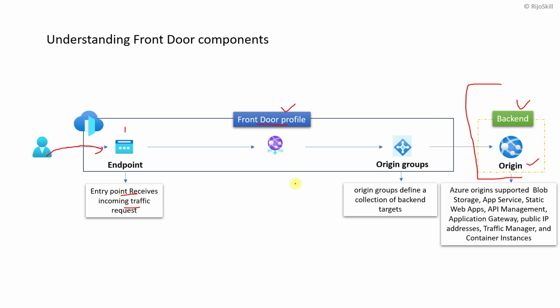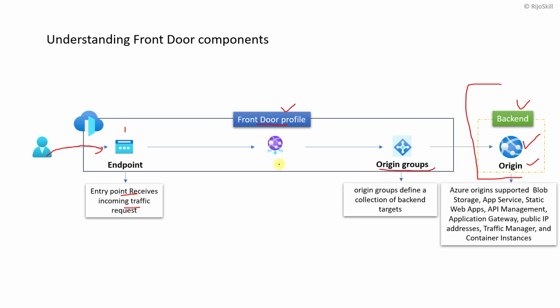After that, you can see here the origin group. Origin group means the collection of your backends. The origin group defines the collection of your backends. Whatever backend origins are available, for example you have a web app or SQL, all the collection is saved in this one origin group. So origin group is the collection of your backends.